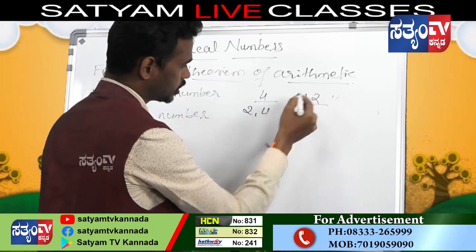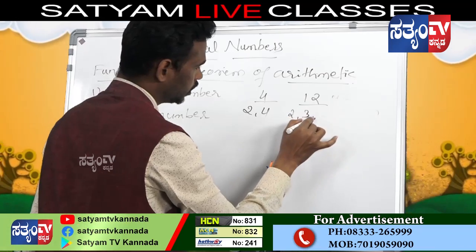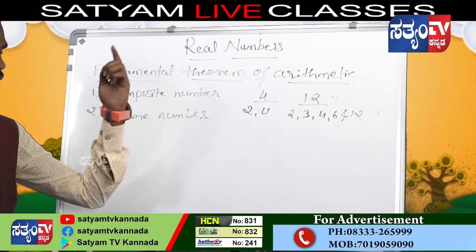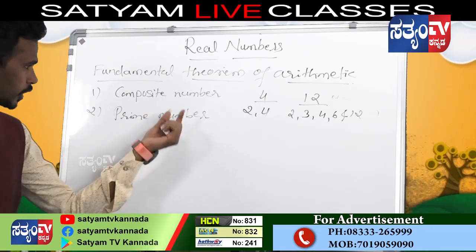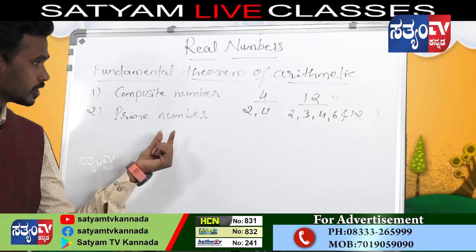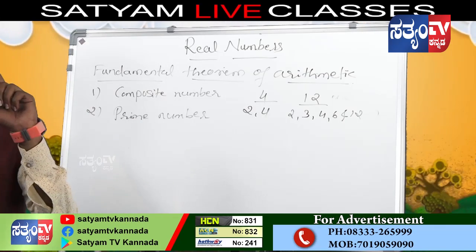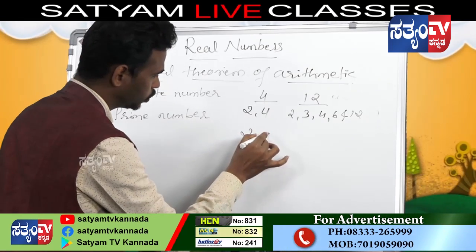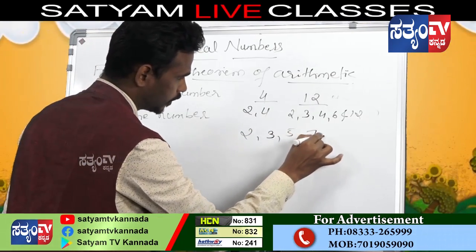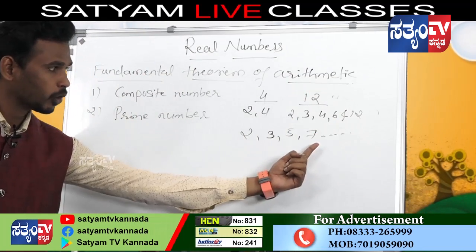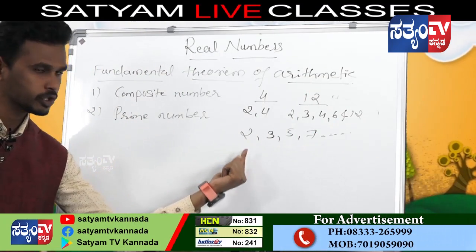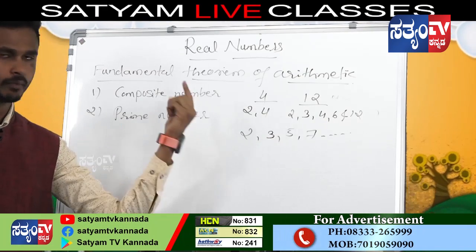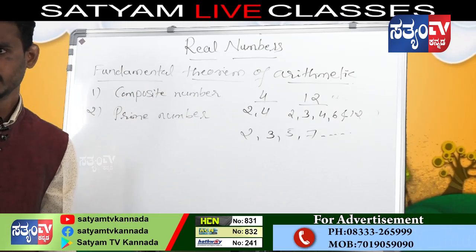12 is divisible by 2, 3, 4, 6 and 12. Such types of numbers are called composite numbers. And next, what is a prime number? A prime number is a number which is divisible by itself only. For example, 2, 3 and next 5, 7, and so on. 2 is divisible by 2 only, by itself. 3 is divisible by 3 only, not any other numbers. So these are the prime numbers.